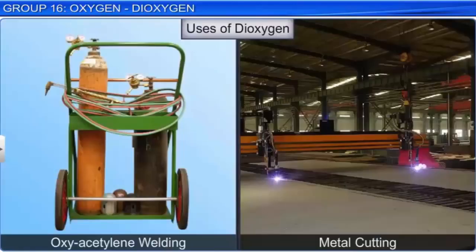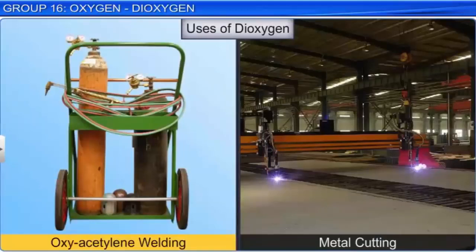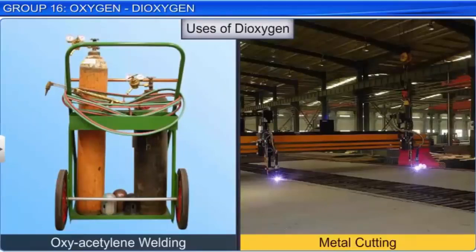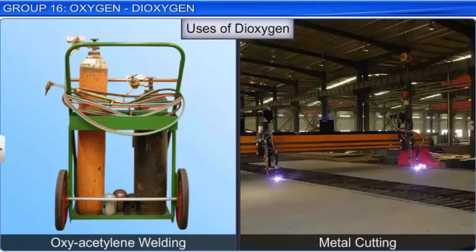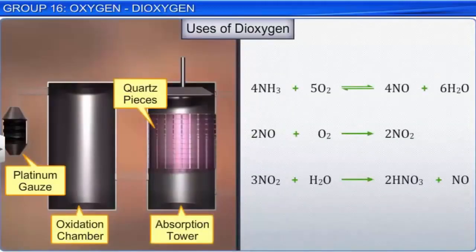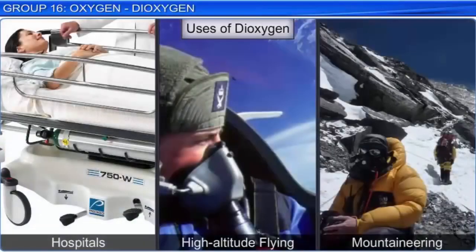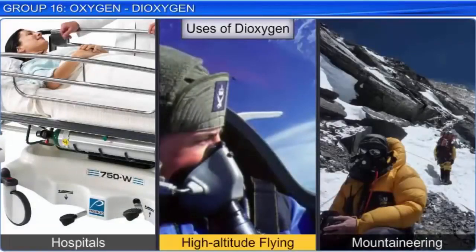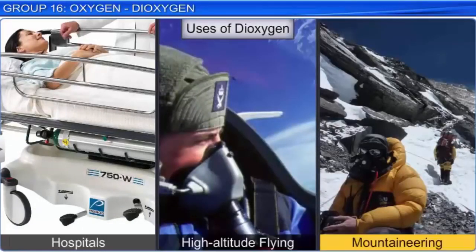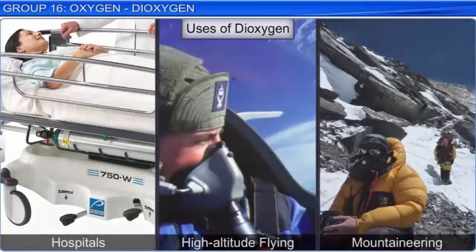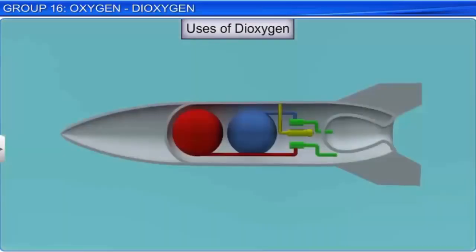It is used in oxyacetylene welding and metal cutting. It is used to oxidize ammonia in the manufacture of nitric acid. Oxygen cylinders are widely used in hospitals, high-altitude flying, and in mountaineering. Liquid oxygen is an important constituent of the fuel used in rockets.